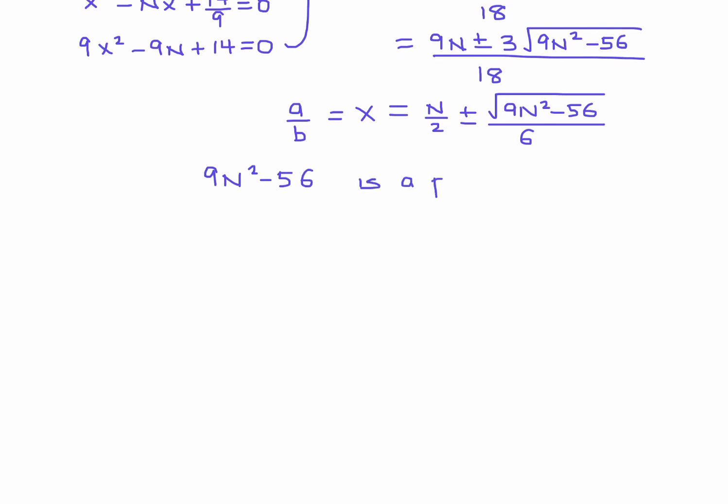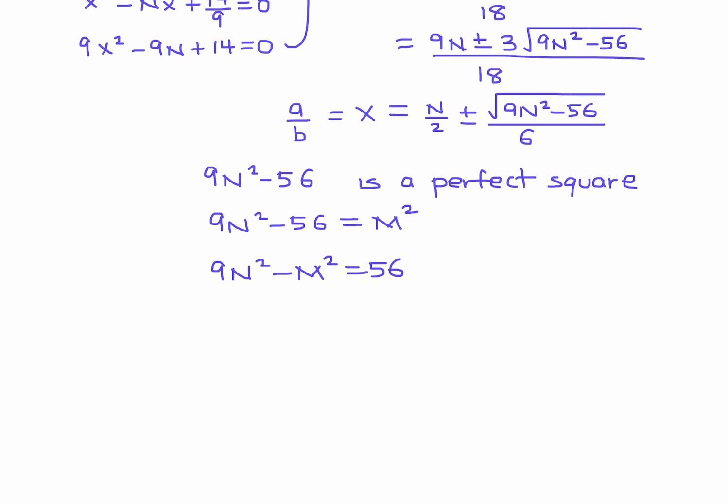So that is perhaps the heart of the question. I think it is. So 9n squared minus 56 is a perfect square. It has to be in order for this to be a rational number, the fraction involving two positive integers. So 9n squared minus 56 therefore is a perfect square. I'll let that perfect square be represented by m squared. Rearranging this, we get 9n squared minus m squared is equal to 56.